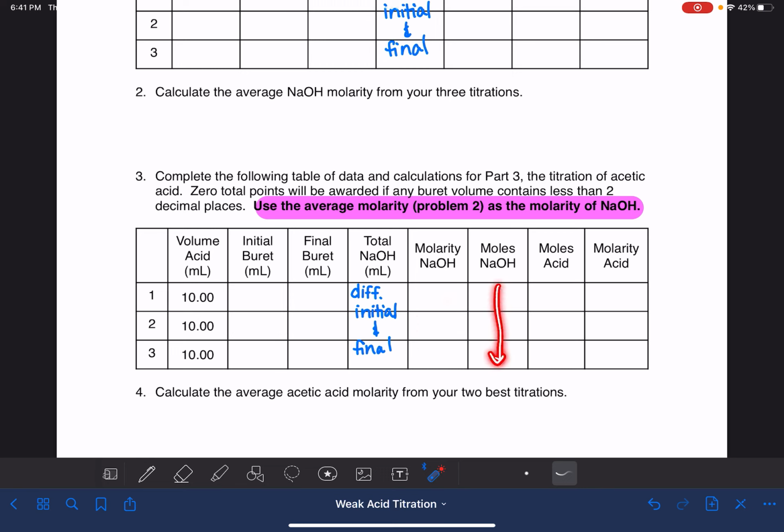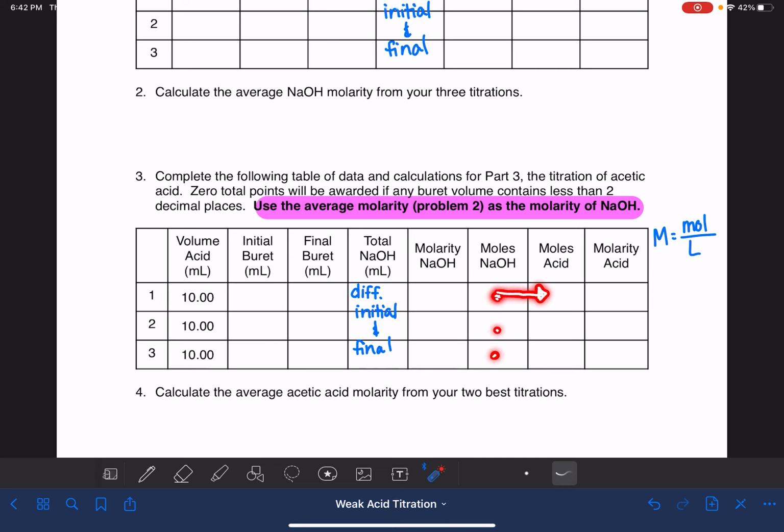In this spot, you'll be calculating the moles of NaOH. And you'll do that by using the equation for molarity. Remember, molarity is moles divided by liters. We know the molarity, it's right here. We know the volume, it's right here. Now again, the volume is in milliliters, it needs to be in liters, but other than that, we know the molarity, we know the volume, and we can use that to calculate the moles of NaOH. You'll do that for all 3.